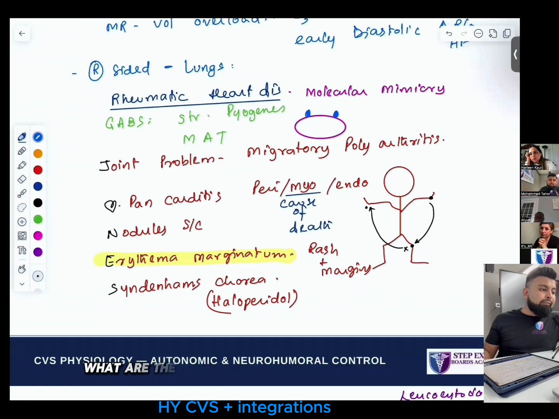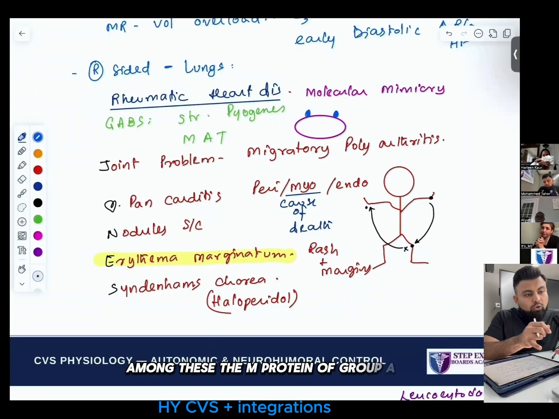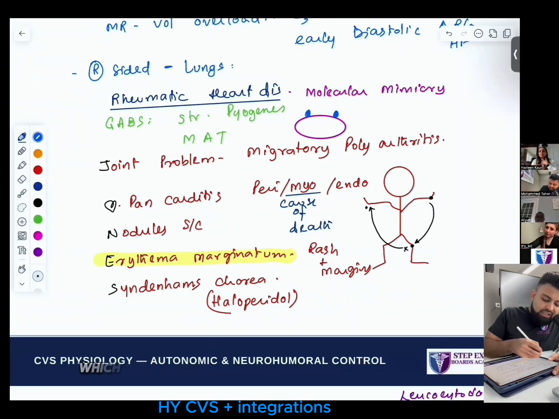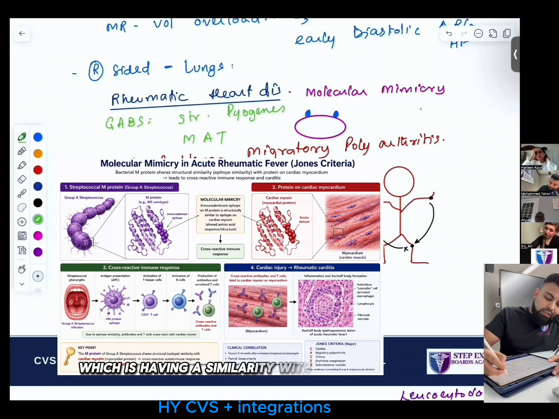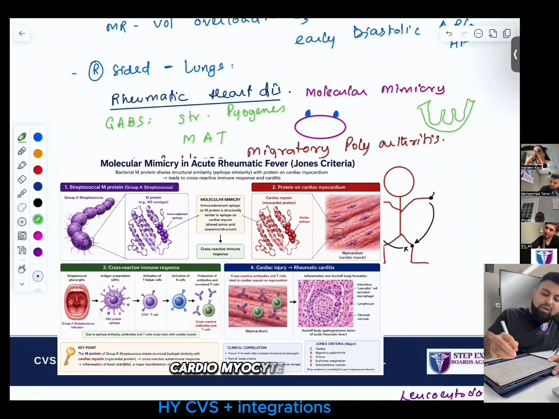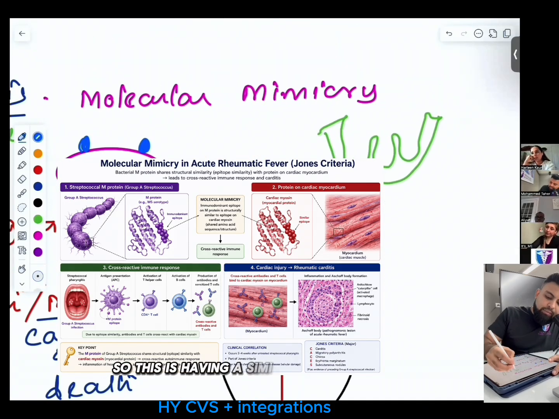Super important. What are the different types of virulence factors? You must know it. Among these, the M protein of group A beta streptococci has a similarity with the protein on the heart muscles, the cardiomyocytes. So there is a similarity here as well.